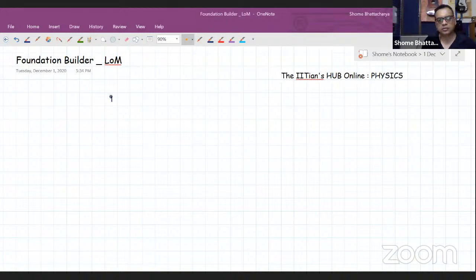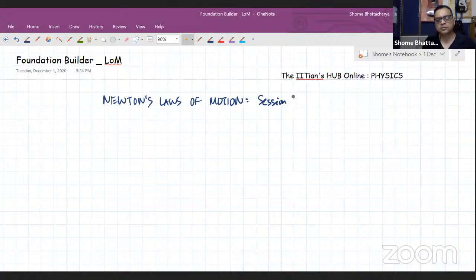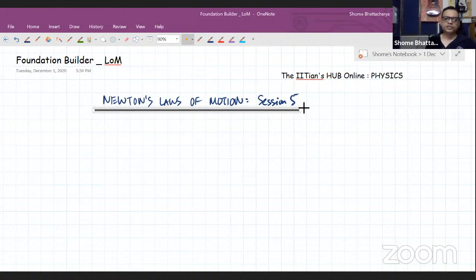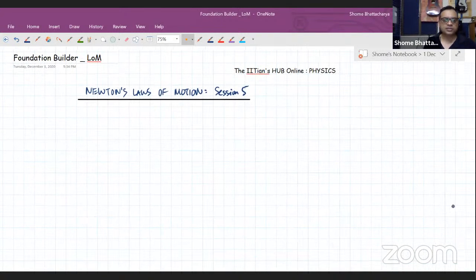So this is session number 5 of Newton's laws. Okay, so far we have discussed the free body diagram method and the common types of mechanical forces like normal reaction and tension, and also the application of the free body diagram method in pulley based systems. So let's start today with an example of a pulley based system.